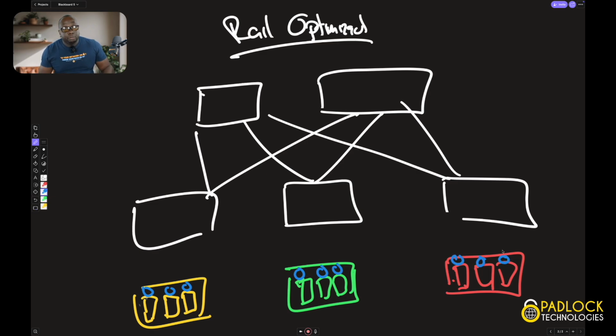Now, rail optimized works completely different, so I'm going to use some different coloring here. We'll say NIC 1 is going to Leaf 1. NIC 1 on GPU server 2 goes to Leaf 1. NIC 1 on GPU server 3 goes to Leaf 1.